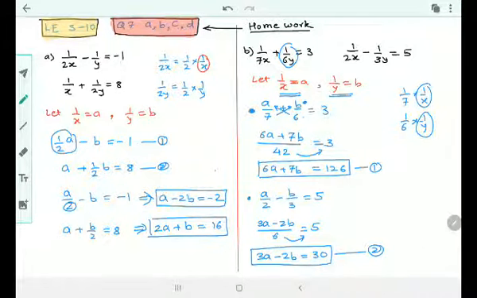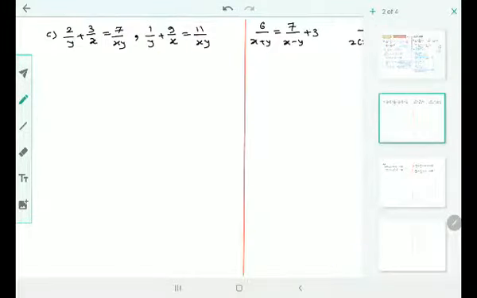And I'm very sure you can solve equation number 1 and 2 easily to get the values of a and b, and resubstitute to get the values of x and y. Can you do it? All the best. Get the correct answer. We can go for the next one.